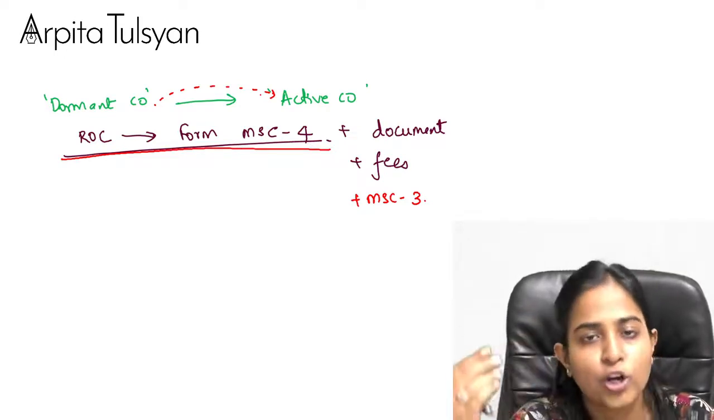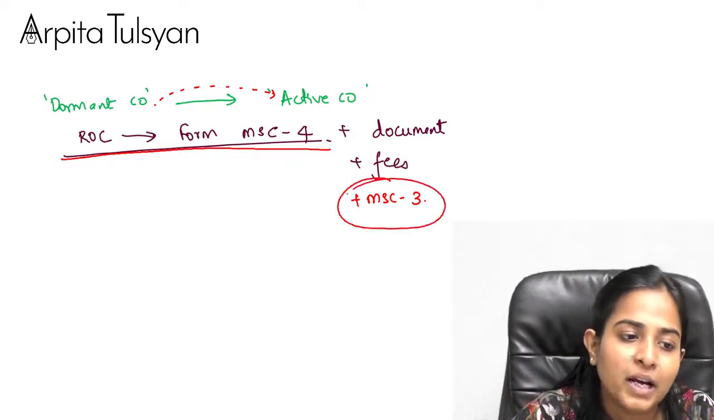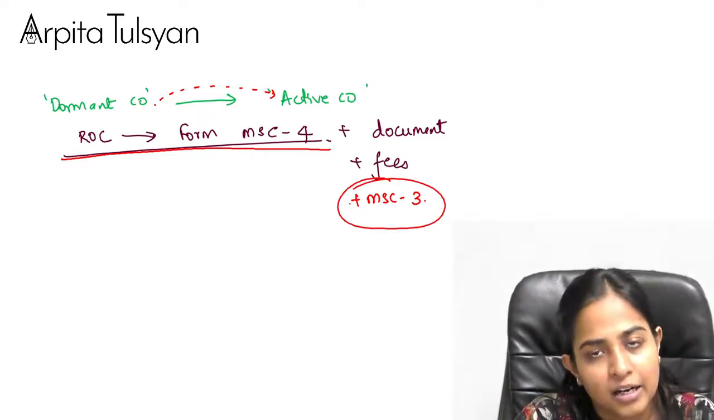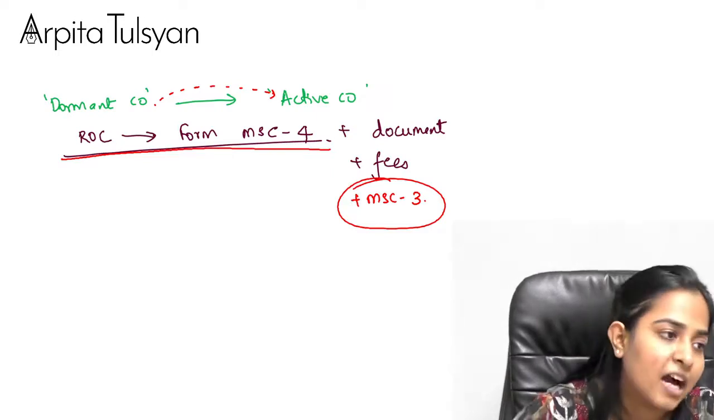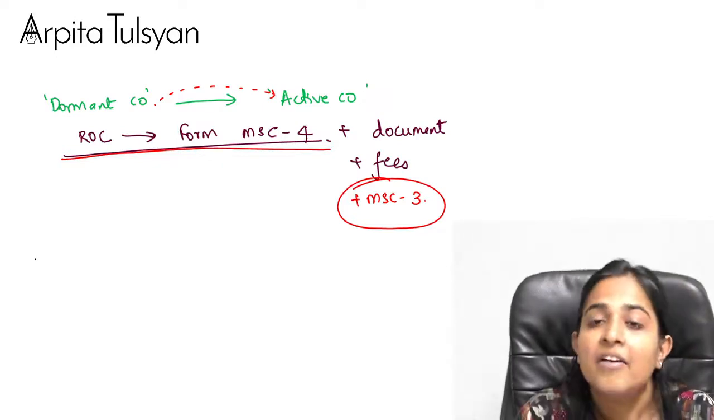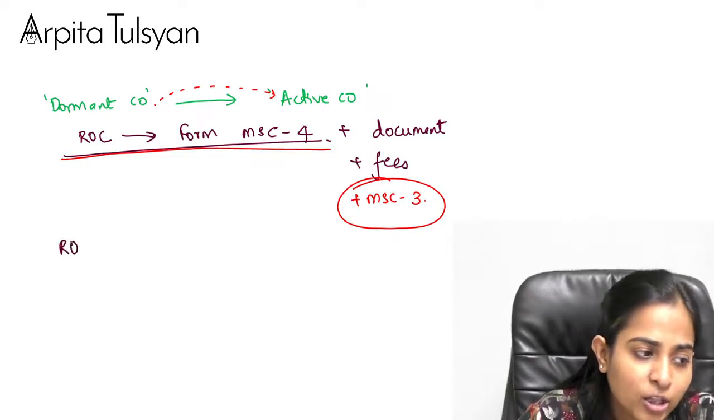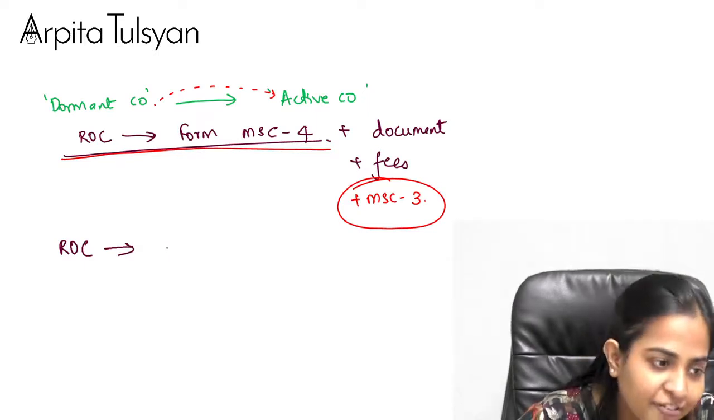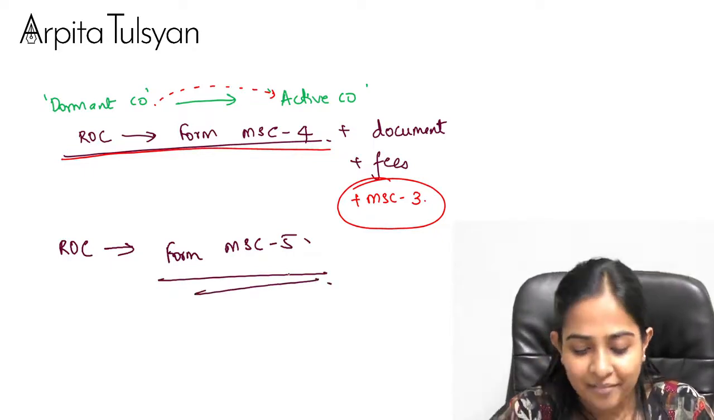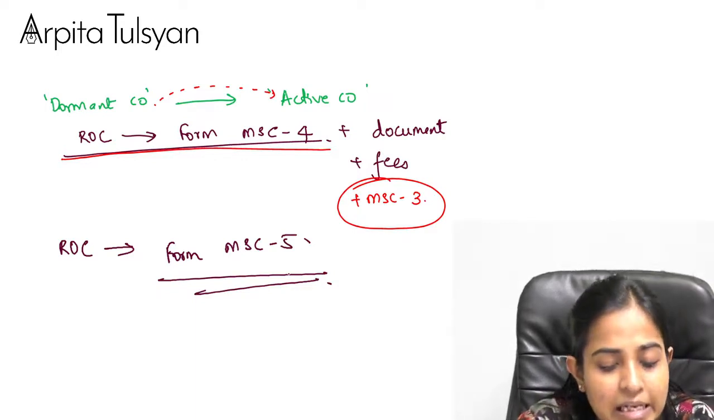We'll take the supporting documents, we'll take the fees, and an extra, very important thing is we'll submit the return of dormant company for the period from 1st April of this particular year till the date we became an active company. Right? Once the application is submitted, the ROC will check whether your application is correct or not, whether you should be granted the status of an active company or not. After checking all those things, the ROC will grant you the status of an active company, which is going to be in form number MSC 5.